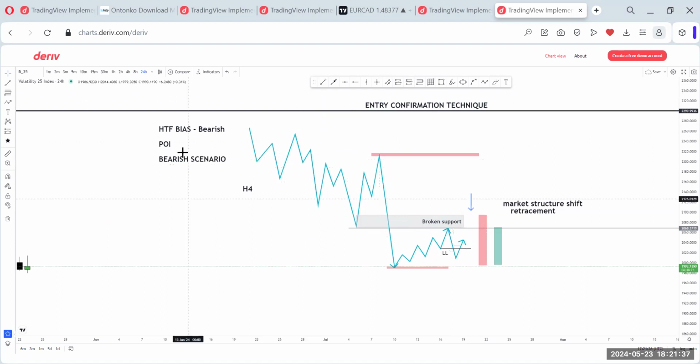And if you are bullish, it's much the same way. I thought I was going to do just the bearish scenario, but let me try the bullish scenario. So let's say this is your H4 bullish structure. All right.